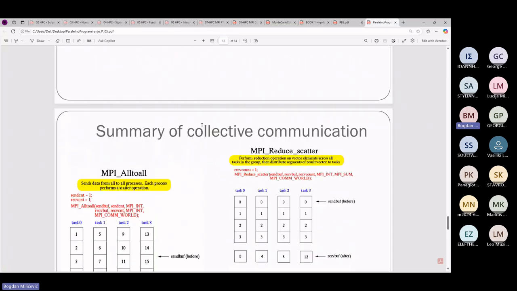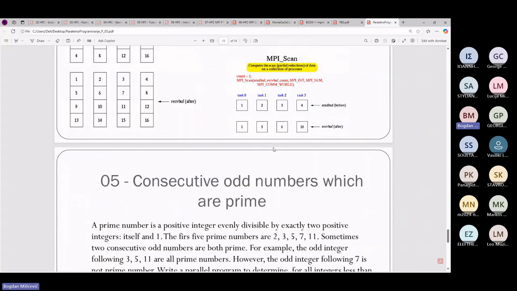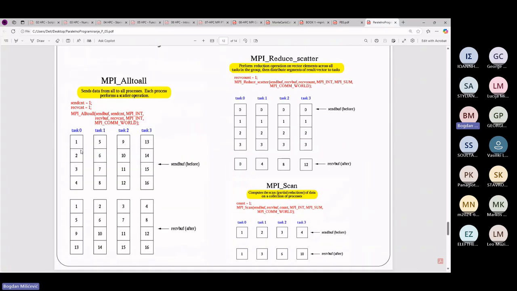And you don't need to look at this. Alltoall is where we send data from all processes to all the other processes. It's sometimes kind of messy. Reduce scatter is a combination of reduce and scatter.